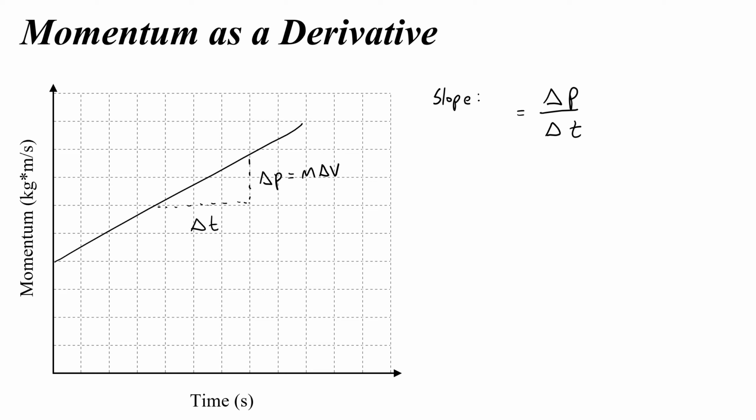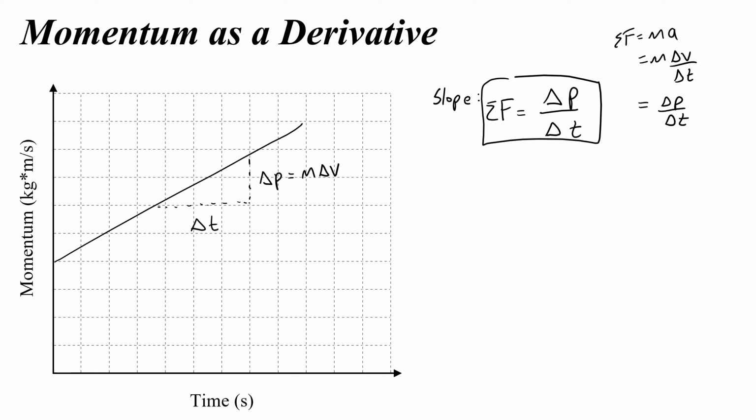This is a net force equation. Because if you remember, what we did to derive this before was we said, well, normally we say net force is m times acceleration, but that's like saying m times delta v over delta t, which is like saying change of momentum over change in time. Okay, so on a momentum versus time graph, the slope tells us the net force that acts on an object.